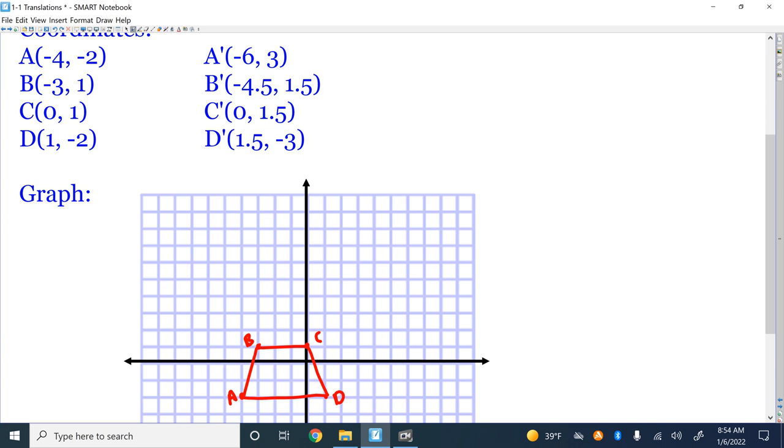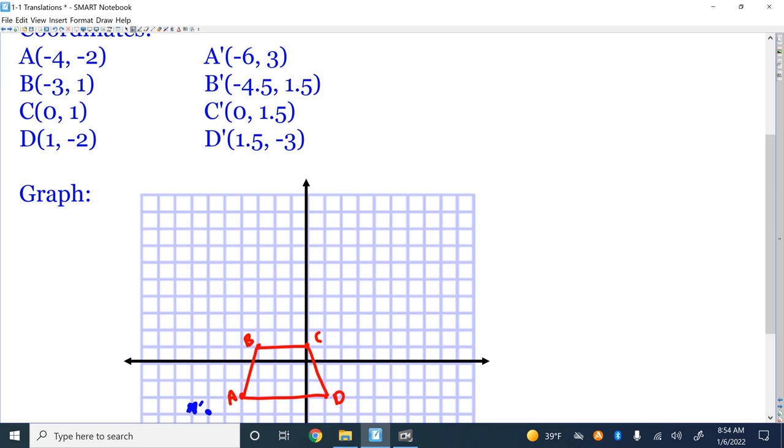Would we still mark it as a quadrilateral? Yeah. Okay. I mean, if you called it a trapezoid, I wouldn't count you wrong, because it's definitely a trapezoid.